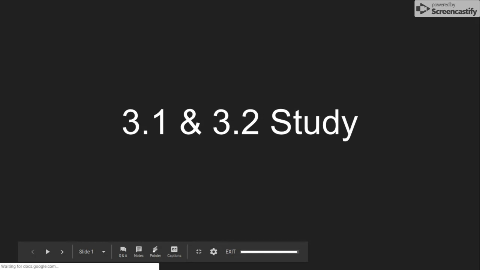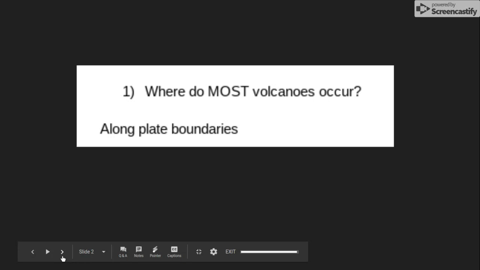All right, Jake, this is the 3.1 and 3.2 study guide. So the first question is, where do most volcanoes occur? Most volcanoes occur along the plate boundaries, which makes sense.